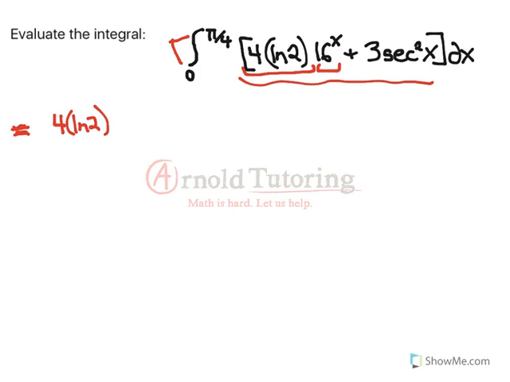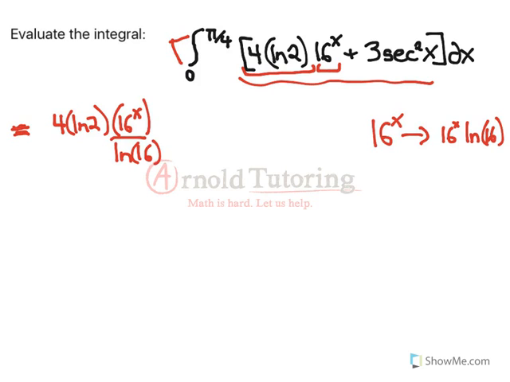Let's try and think about what the derivative of 16 to the x is. Well, I know the derivative is you just rewrite the term times ln of the base. So ln of 16. So if that's the derivative, taking the antiderivative of 16 to the x must be 16 to the x. And then I'm going to divide by ln of 16.